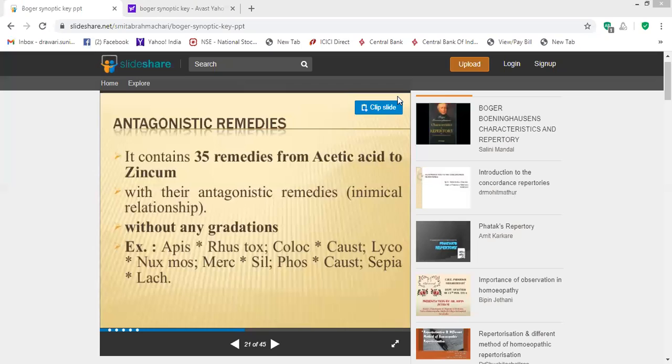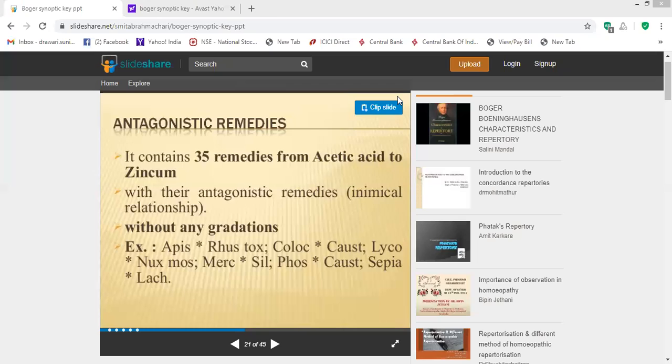So, which remedy will remove the effect of the previous remedy? There is some detail to it. I will discuss antidotal remedy and antagonistic remedy in the next lecture. So today we will continue with this slide that is contained under antagonistic remedy.